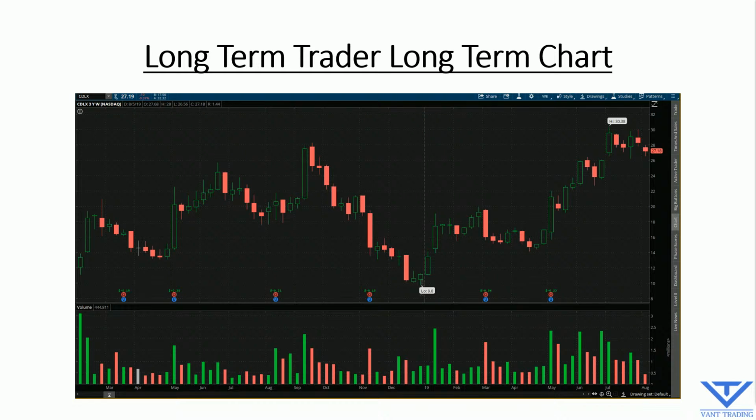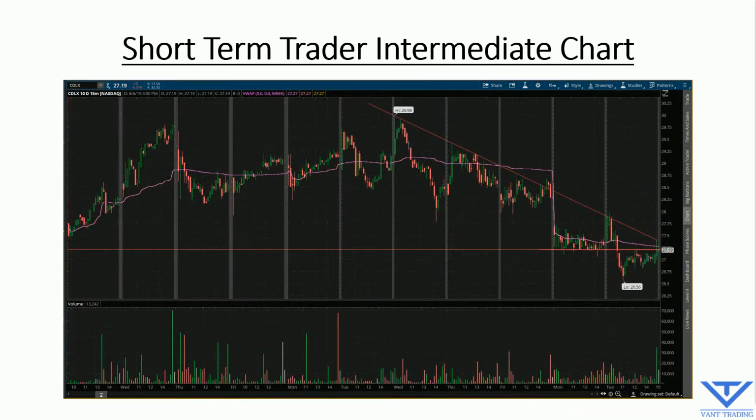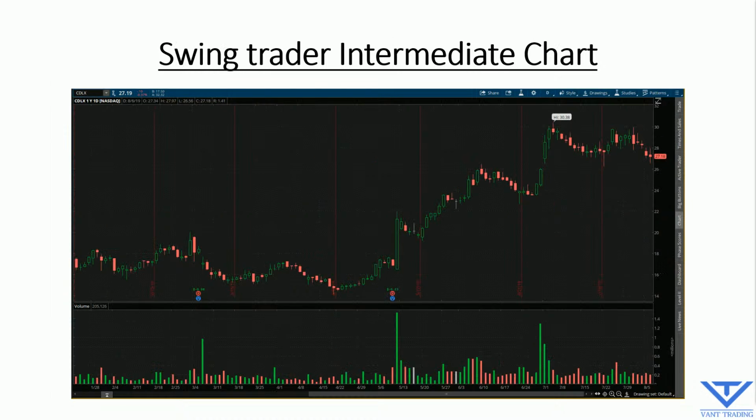Now let's take a look at the intermediate chart. We're zooming in a little bit. The scalper is looking pretty good, man. This might be a good short off of that 27.20 here if we can fail and roll over. Short-term intermediate still looking like a good short. Swing trader? All right, I'm keeping an eye on it.